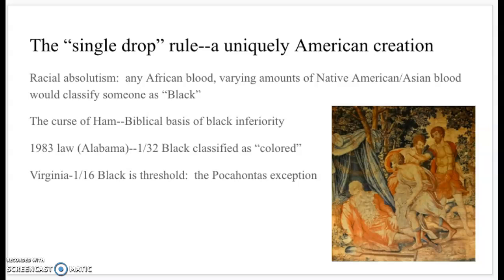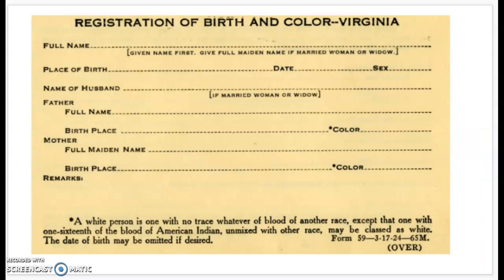Now, the question here is, okay, well, how does this actually work when it comes to the way that society was structured? So if you look at this registration of birth and color in Virginia, it spells it out at the bottom. A white person is one with no trace whatever of blood of another race, except that one with 1/16 of the blood of an American Indian, unmixed with other race, may be classed as white. So no trace whatsoever, right?